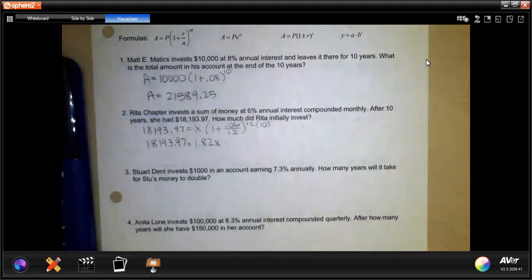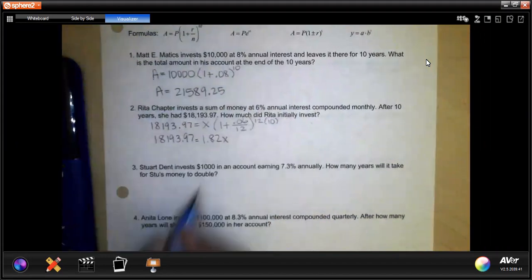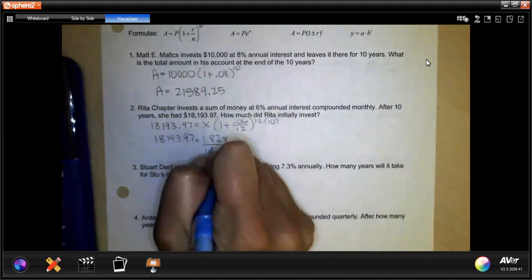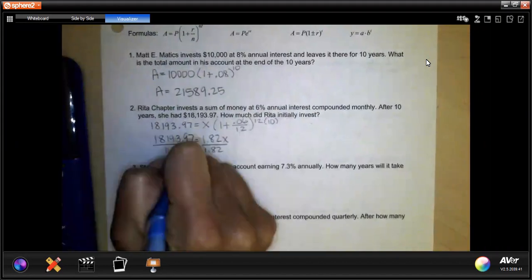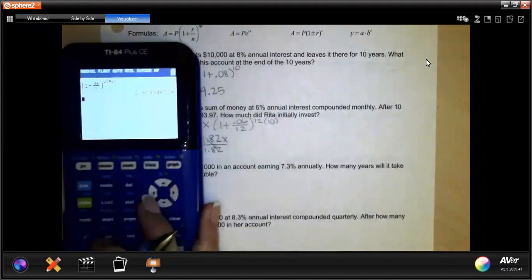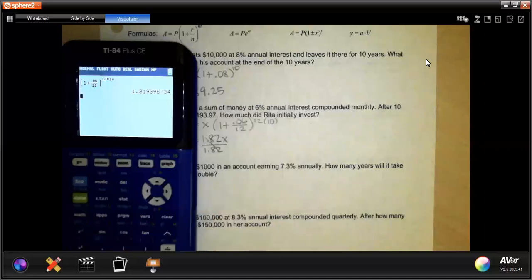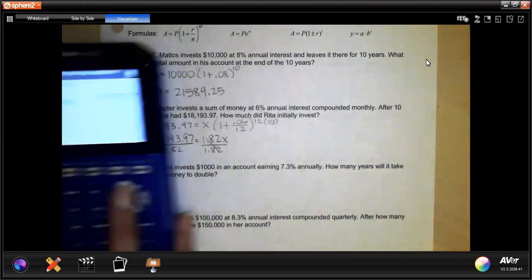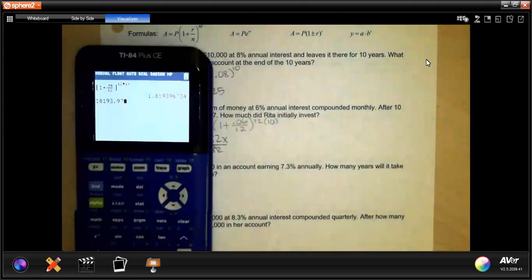So I have that right there. Now these two are being multiplied, so I divide by 1.82. And so this is where I'm talking about using that whole long number. So I want to do the 18,193.97 divided by, and I want to use that entire thing.